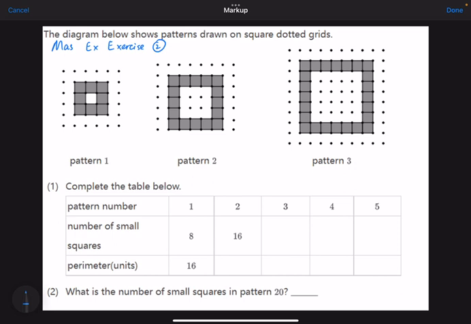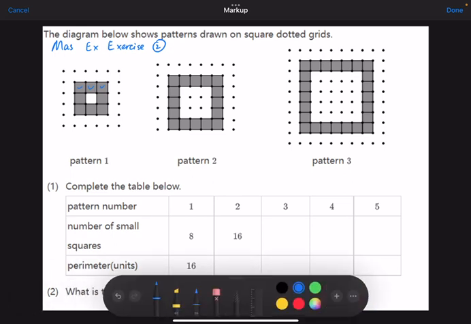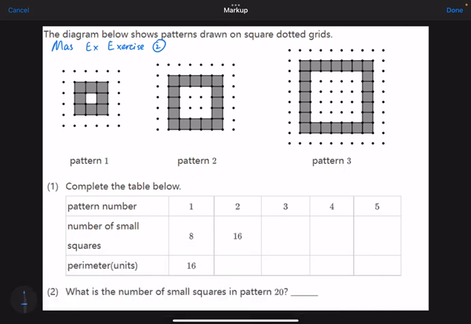We have a table here with the pattern number in the first row, the second row is the number of small squares, which are these, and the third is the perimeter in units. Let's fill in the table first. The second column has been done for us: 1, 8, 16. Let's look at the third column.